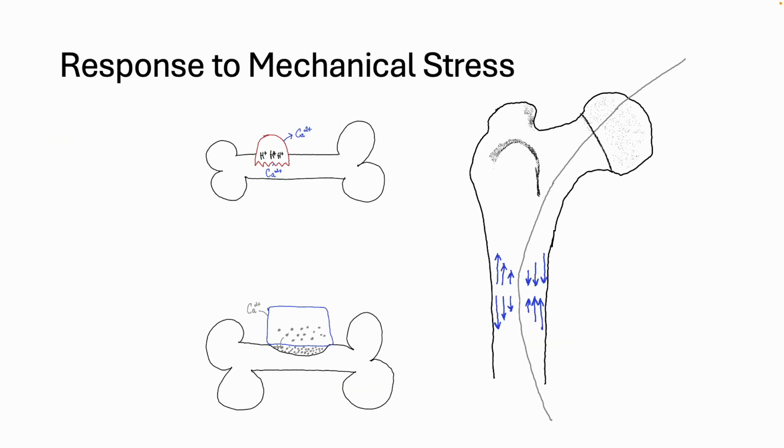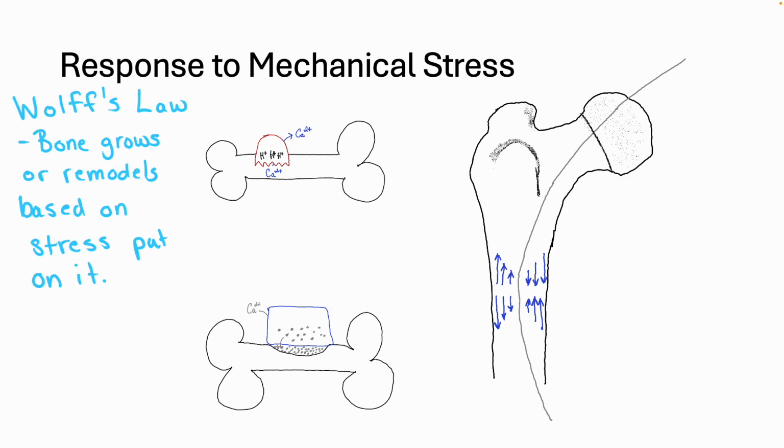Where remodeling happens is related to where stress is happening on the bone. So the rule that governs this is known as Wolff's law. It basically states that bone is going to grow or remodel in response to where the demands on bones are being put. So you can see over here, you have the load on the femur head.